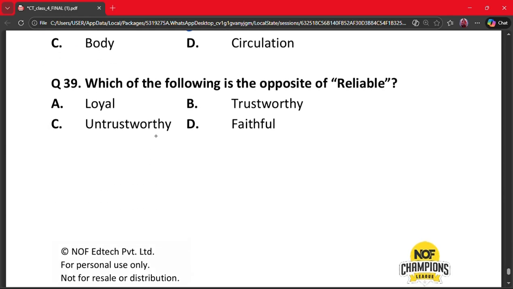Our next question is question number 39. Which of the following is the opposite of reliable? A. Loyal, B. Trustworthy, C. Untrustworthy, and D. Faithful. Here the correct answer is option C, that is untrustworthy. Why? Because reliable means dependable and untrustworthy means not dependable.